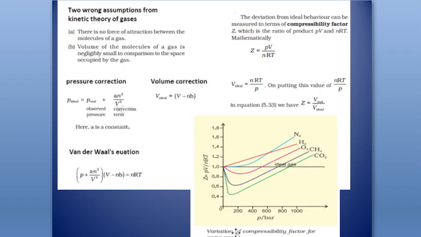Two wrong assumptions from the kinetic theory. There are two wrong assumptions in the kinetic theory: that there is no force of attraction between the molecules of the gas, and that the volume of the molecules of the gas is negligibly small in comparison to the space occupied by the gas.